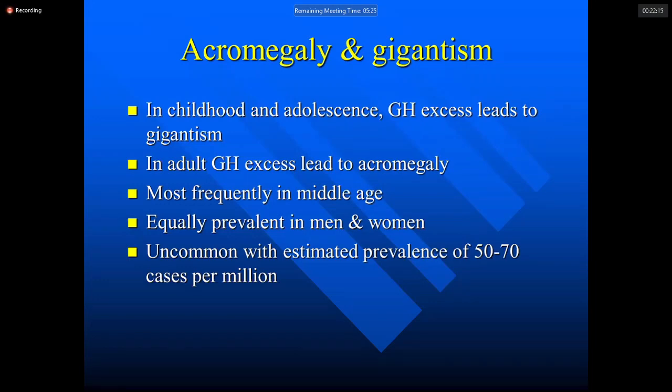Now, acromegaly. When we have excess growth hormone in an adult, it will result in acromegaly. But in children, it will lead to what we call gigantism. Acromegaly usually happens more frequently in middle-aged men, and it's equally prevalent in men and women, but I mean in middle-aged groups. And it is an uncommon presentation, like 50 cases per million.